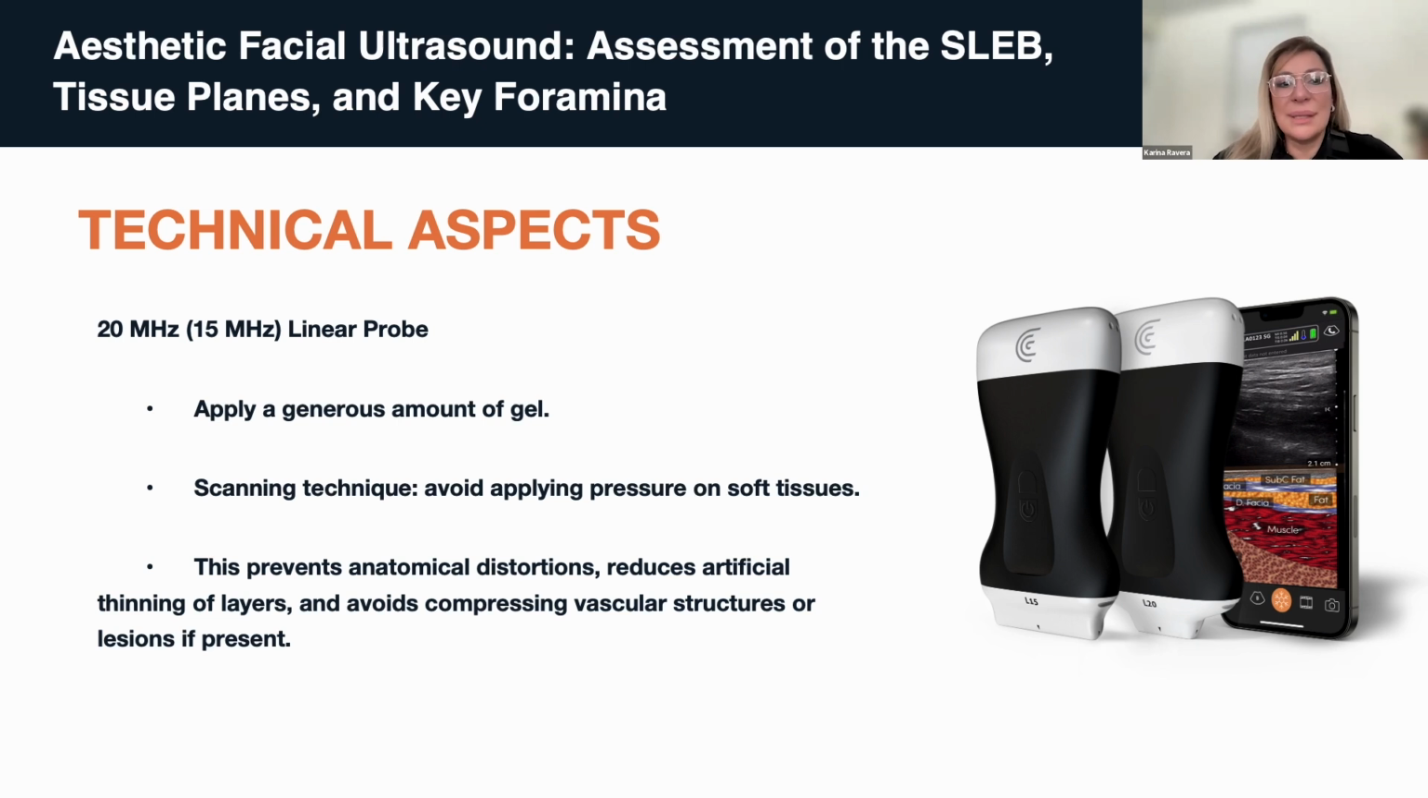So first of all, let's see the technical aspects. We will use linear probes, for example, Clarius L20 or L15. We will apply a generous amount of gel. We will scan the skin very softly in order to avoid applying an excess of pressure on soft tissues, in order to prevent anatomical distortions, reduce artificial thinning of the layers, and avoid compressing vascular structures or lesions if they are present.